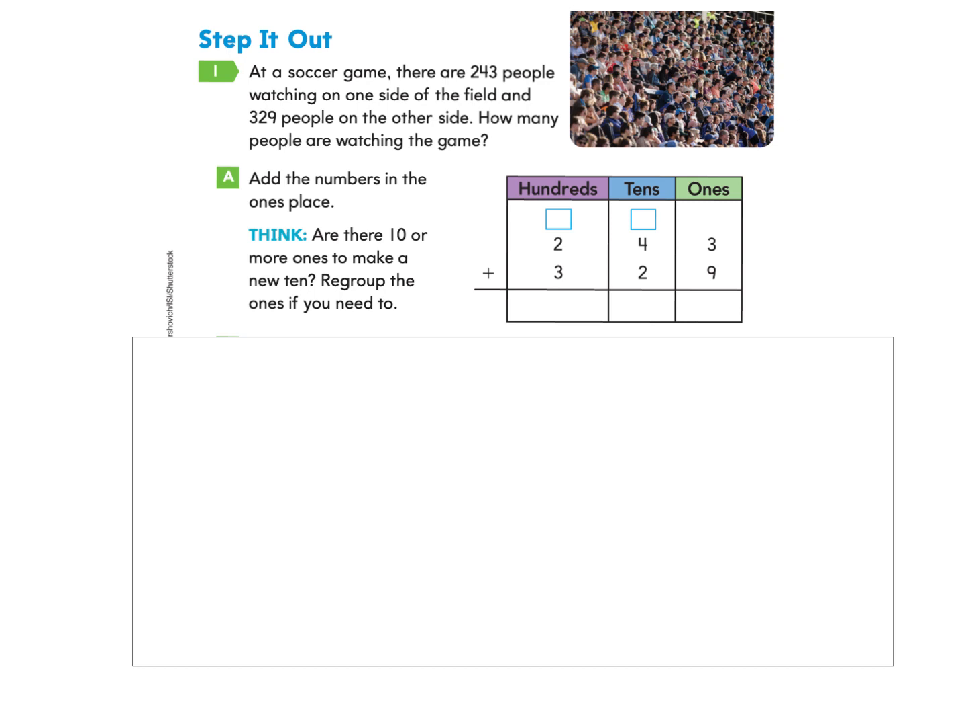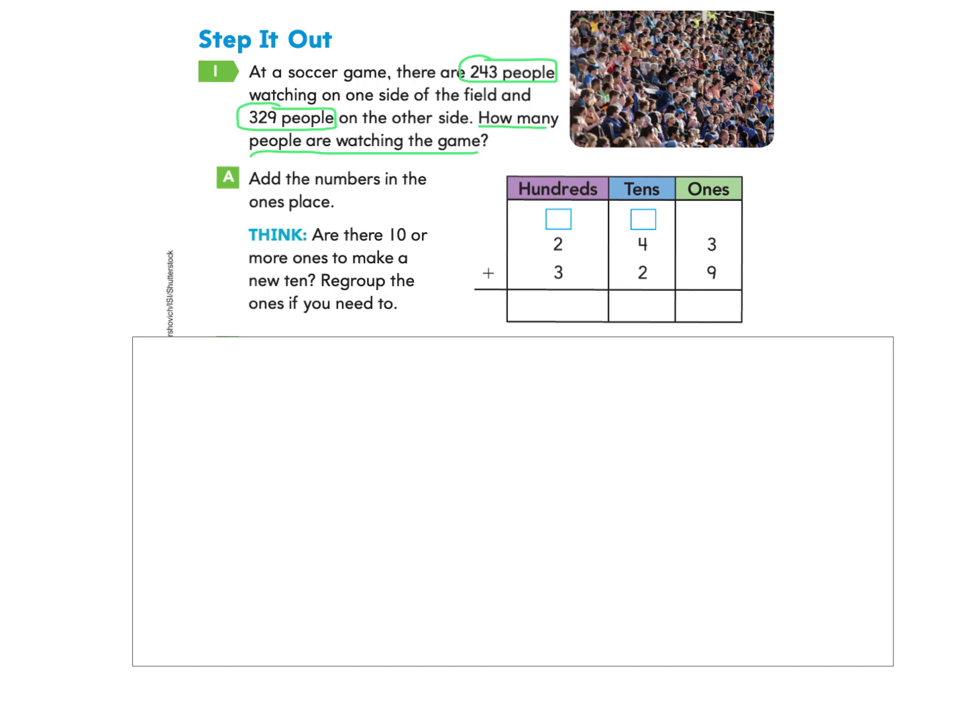At a soccer game, there are 243 people watching on one side of the field and 329 people on the other side. How many people are watching the game? They have created a chart for us that takes the two add-ins, 243 and 329, and puts them together to find how many people are watching the game with addition. So here we have one add-in and the other add-in.